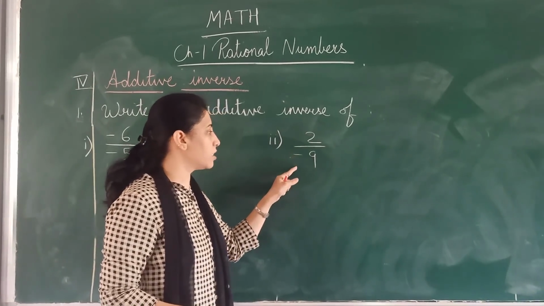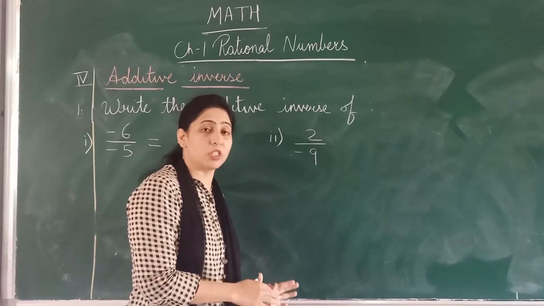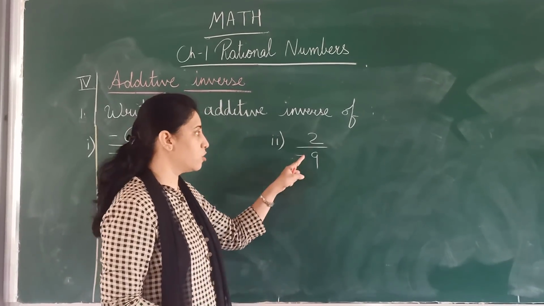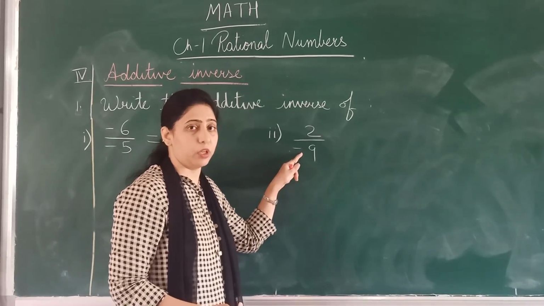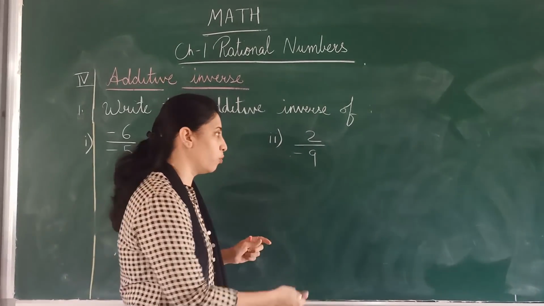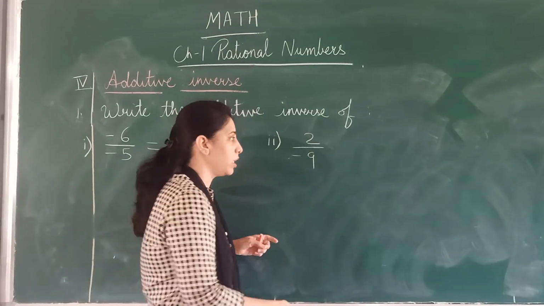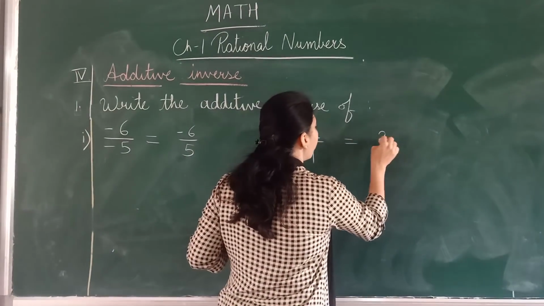2 upon minus 9. First, identify whether it is a positive rational number or a negative rational number. So it is a negative rational number. So you have to write down the inverse. So what will be the inverse of 2 upon minus 9? It will be 2 upon 9.